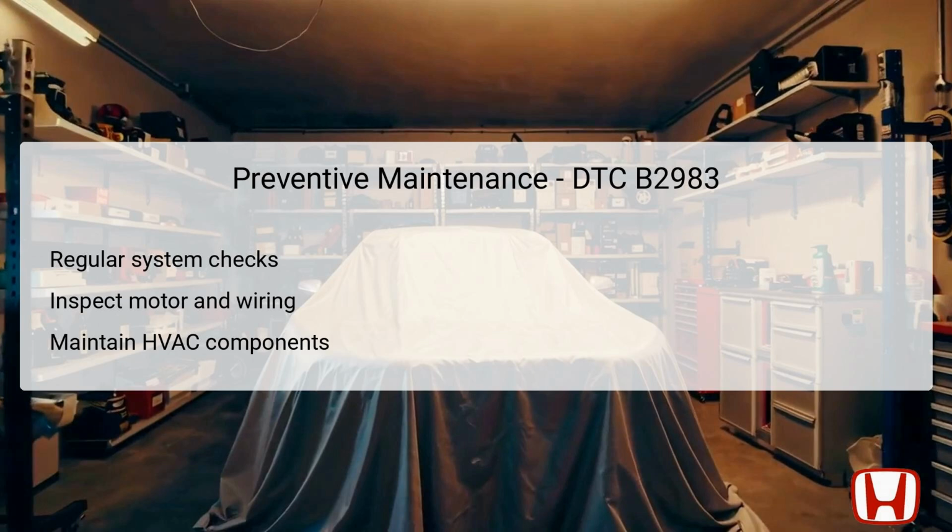While the diagnostic process for DTC B2983 helps in correcting current issues, preventive maintenance is crucial for avoiding future problems. Regular system checks of the HVAC components should be performed, ensuring the recirculation control motor remains in good working order. Regularly inspecting the motor and associated wiring can help identify wear and tear before they lead to failures.